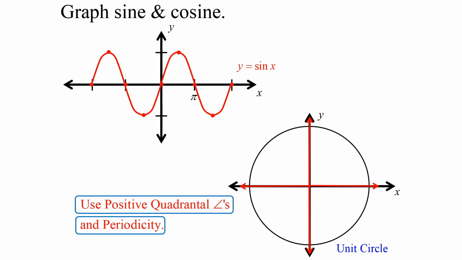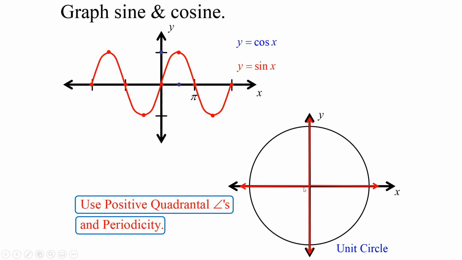So cosine, I'm using my positive quadrantal angles, but now I'm thinking horizontal distance. So do you see the 0 radians again? Right there? That distance is 1 unit. So at theta equals 0, I'm going to have an output of 1. Now let's go to pi over 2. What's the horizontal distance right here? That's 0. So let's put a point right there.